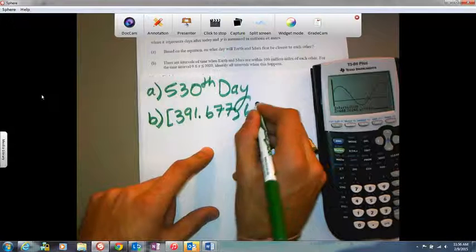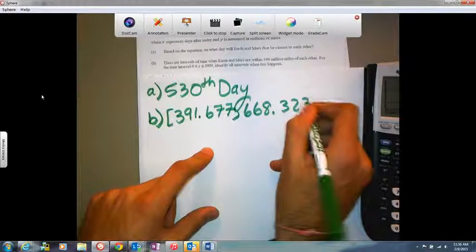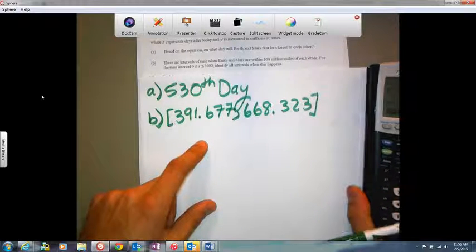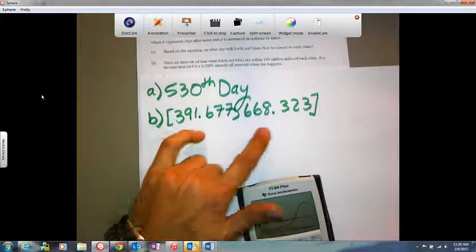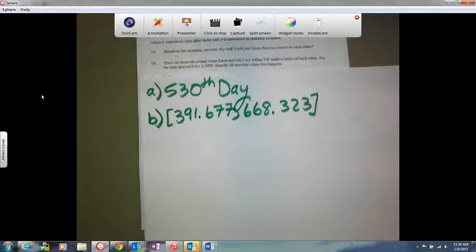So this was a 2-point question. 1 point for getting both endpoints and 1 point for knowing to put brackets, not parentheses. Let me stop here and see if there are questions on this. Again, this will probably be very similar to the first question on the common assessment this year.